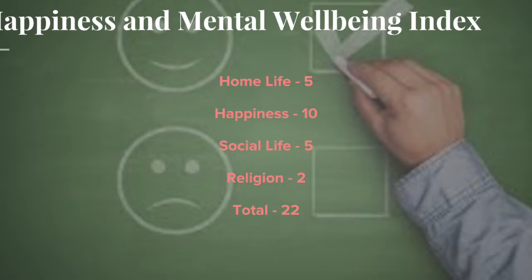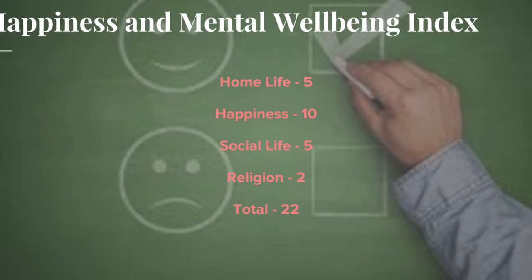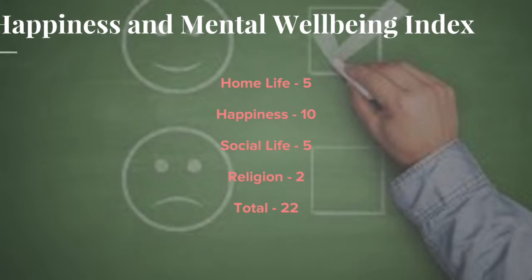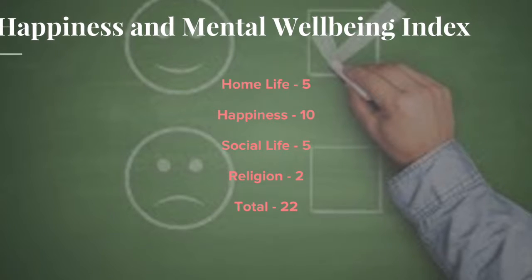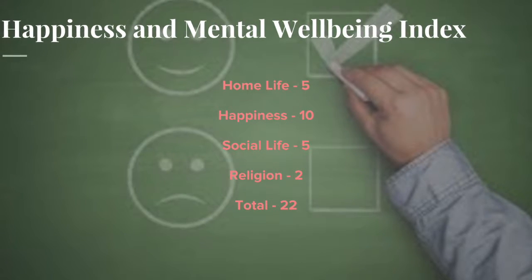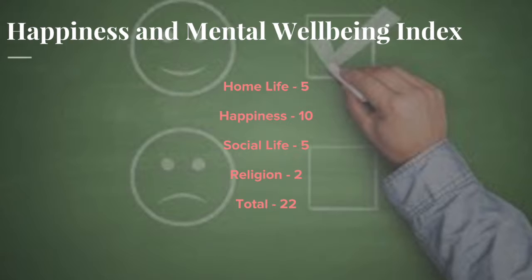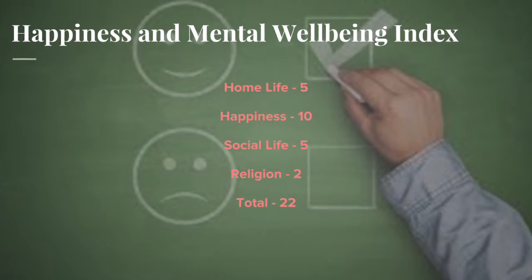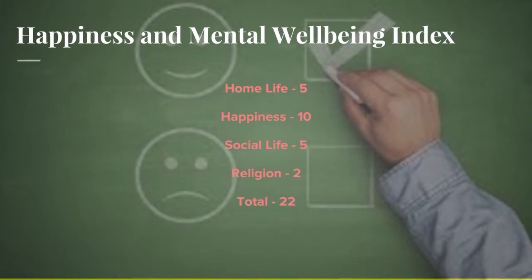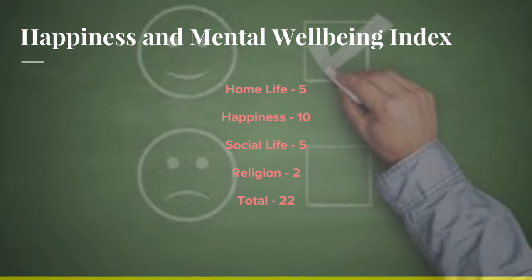Social and mental well-being of the CCI students were found by asking them to rate their home life, their overall happiness, their social life, and whether they are religious or not. We chose to add in religion as an aspect of mental well-being because studies show that those who practice religion tend to be happier with themselves and life.